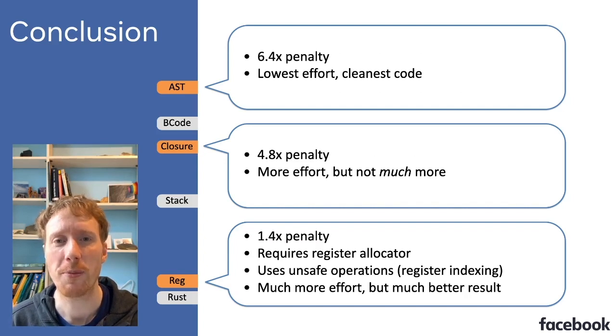Finally, if you're looking for the best performance we can get in a fairly cheap way, we can go for a register-based approach with a 1.4 times penalty. But this requires much more effort. For example, it requires a register allocator, and you'd better be using unsafe operations to do the register indexing.